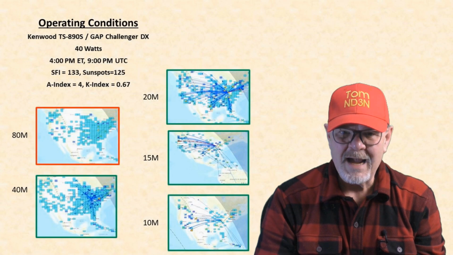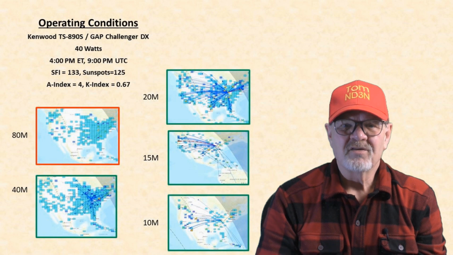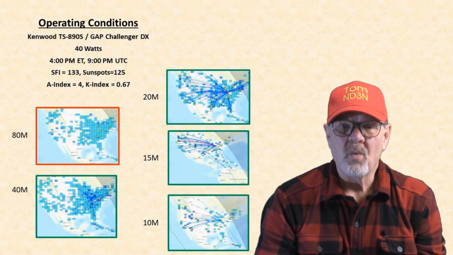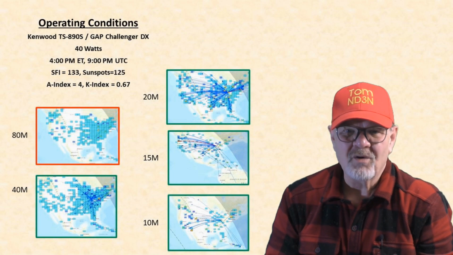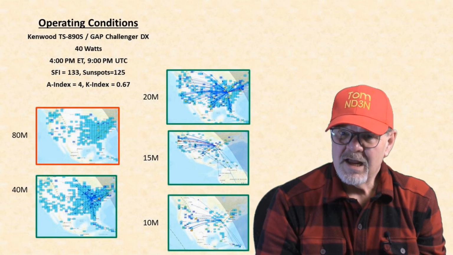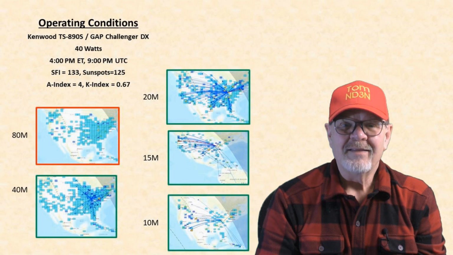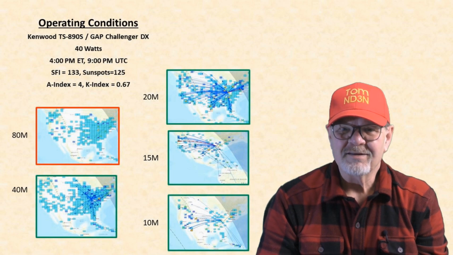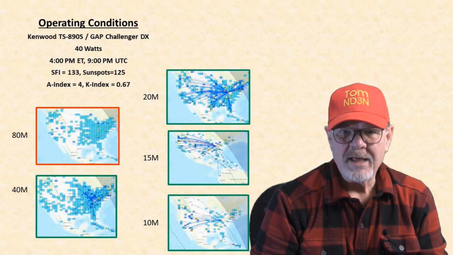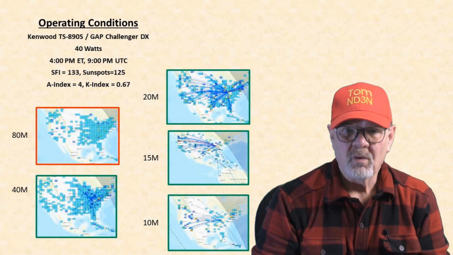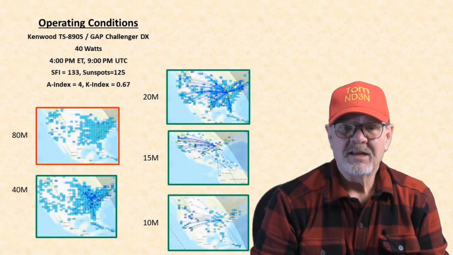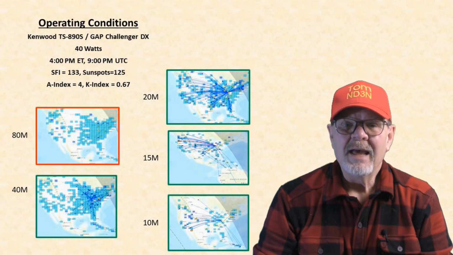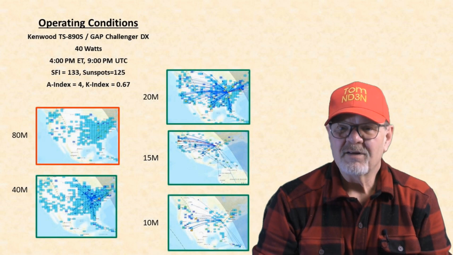Four hours after noon, at 4 p.m. local or 9 p.m. UTC, the solar flux index remains at 133 and the number of sunspots also remains at 125. The A index is 4 and the K index is 0.67. 80 meters is red, so no QSOs were reported. The remainder of the bands, 40, 20, 15, and 10 meters, are open and you can expect to easily make contacts on these bands.